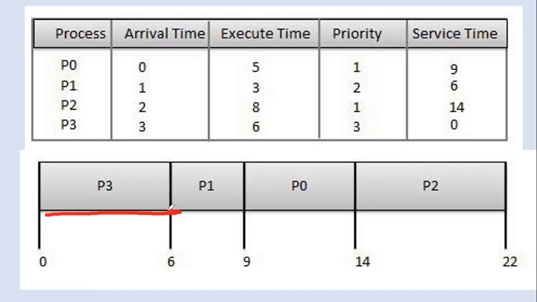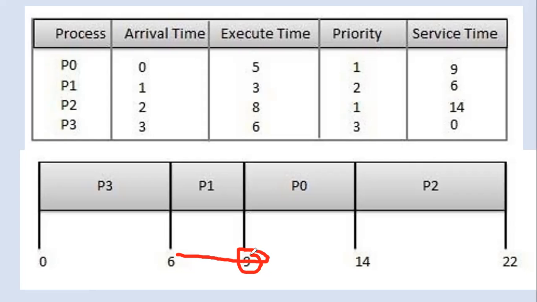That is, it will execute for time 6, which is this one, and therefore it will get completed. Once it gets completed, the next process, the second level priority, will be process P1, which is supposed to be executed for time 3. So it will stay, and it will get completed at time 9. At this time now, we have P0 and P2, which have equal priority.